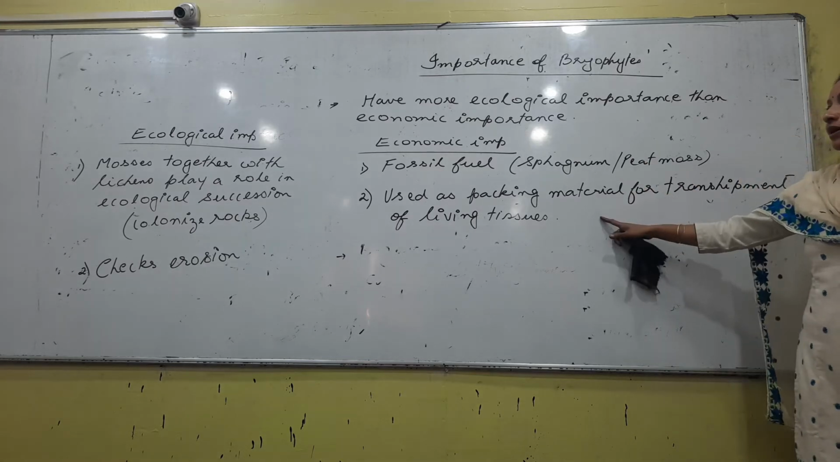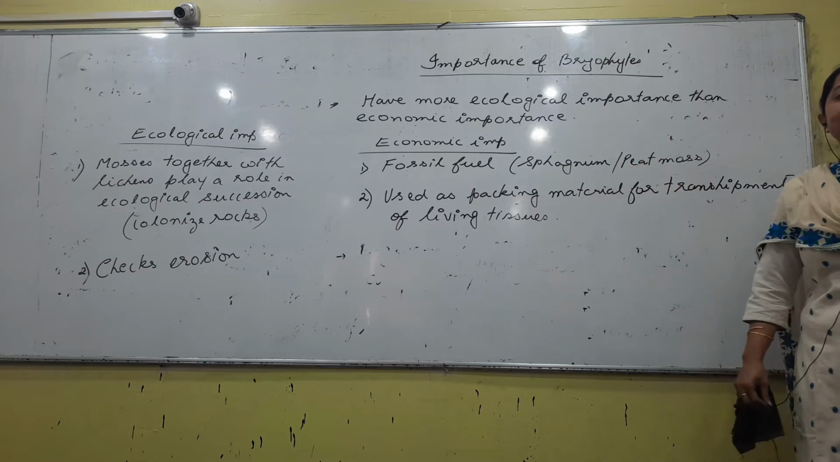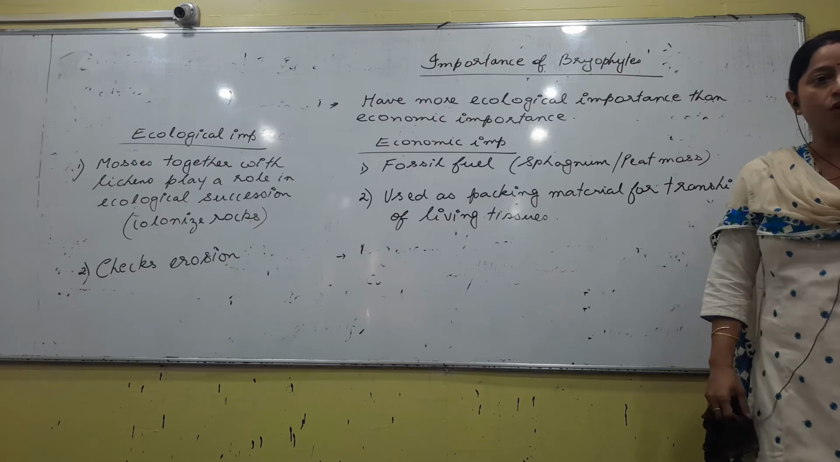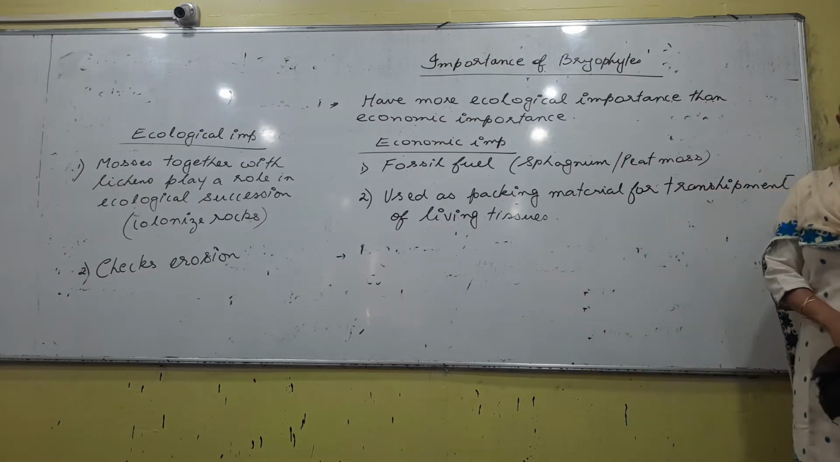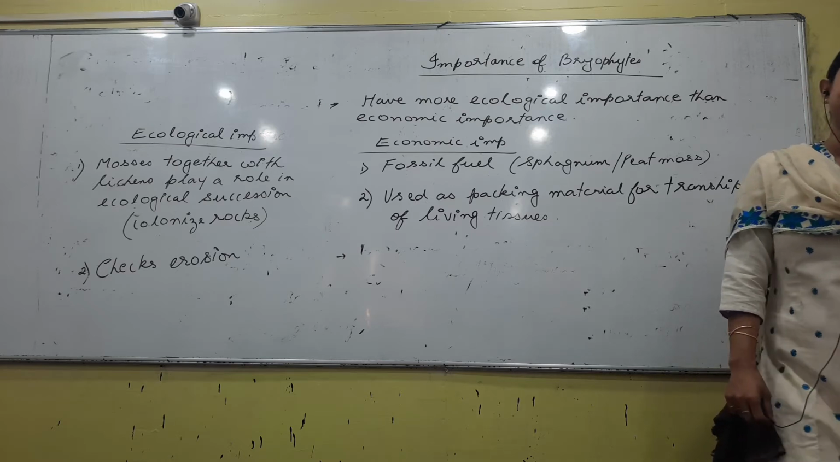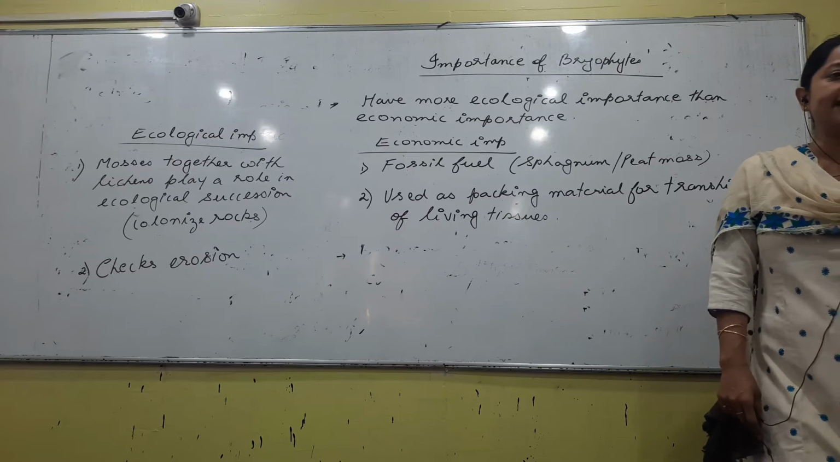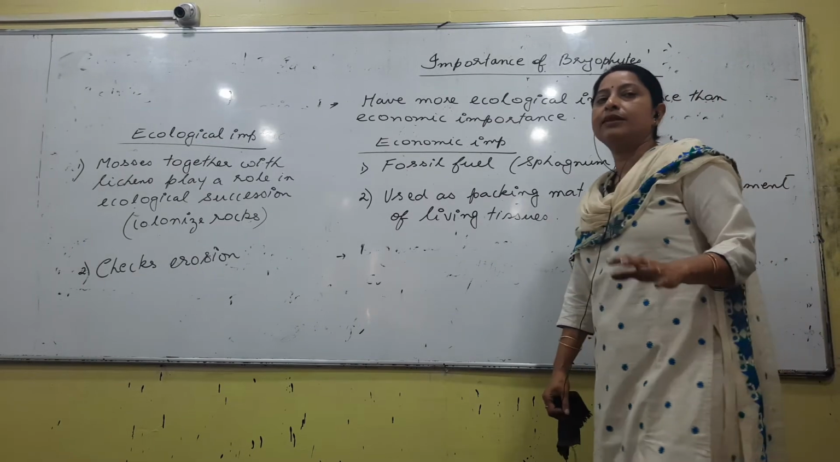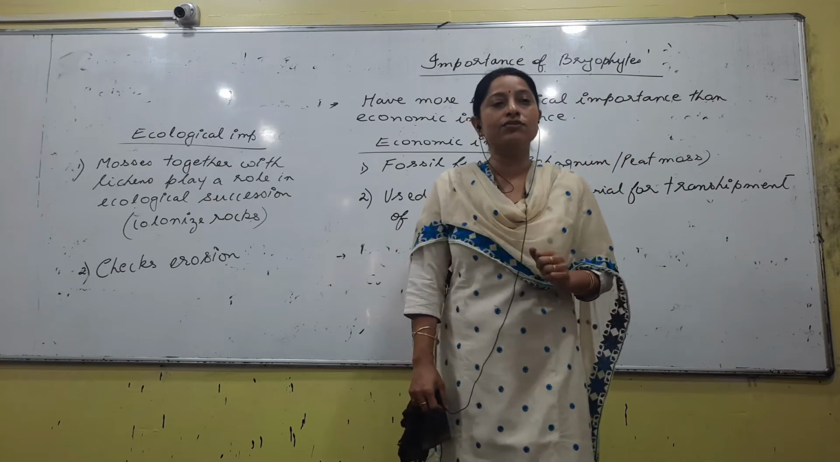Economic importance, if you look, is only about one moss that we are talking about. We are concerned with sphagnum, an example of a moss that is economically used. But if we are talking about ecological importance, it's all types of moss that play a role in ecological succession. Only one moss has economic value, while all the other mosses have ecological value. The greatest value is ecological.